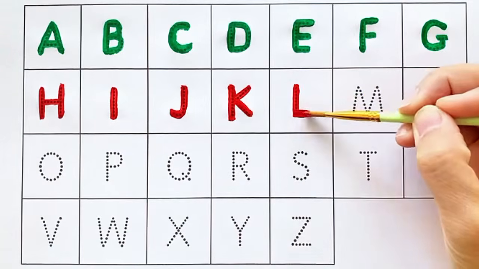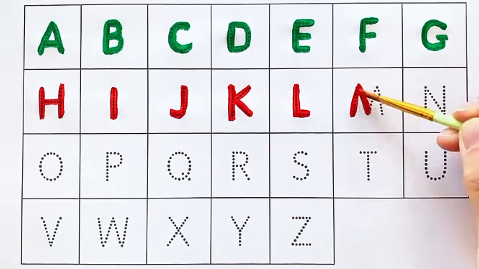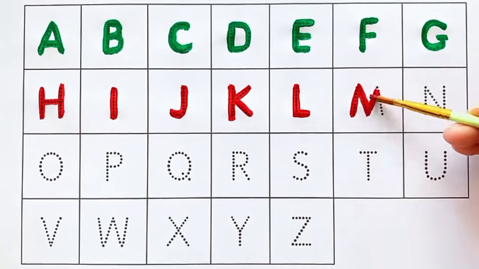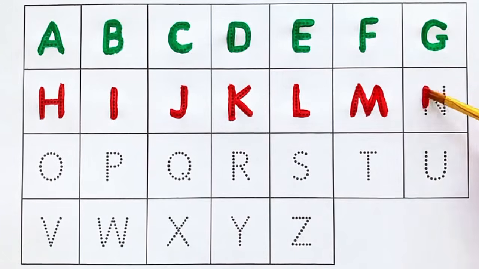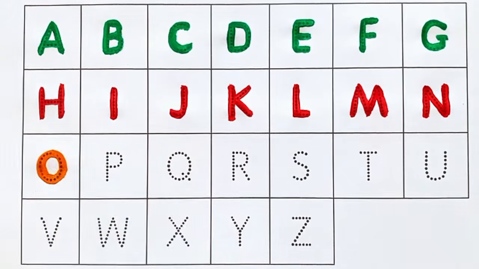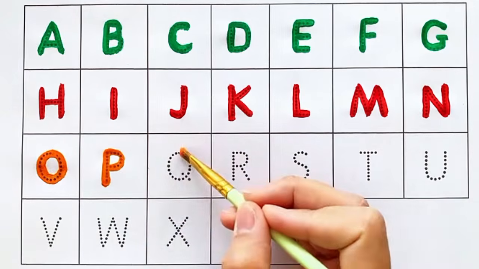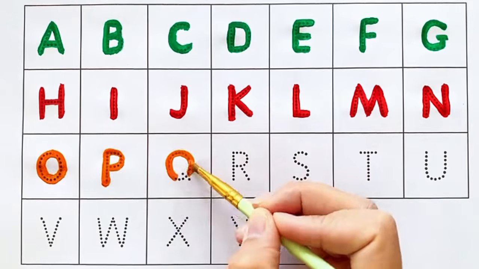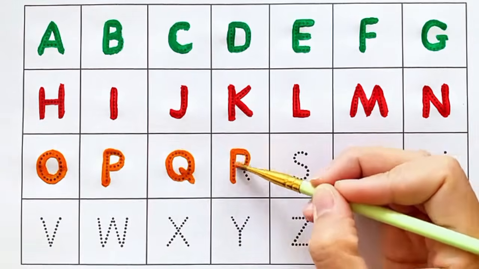L for lion, lion. M for monkey, monkey. N for nurse, nurse. O for ostrich, ostrich. P for parrot, parrot. Q for quail, quail. R for rabbit, rabbit.